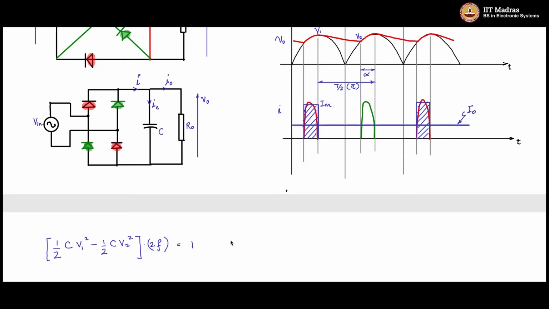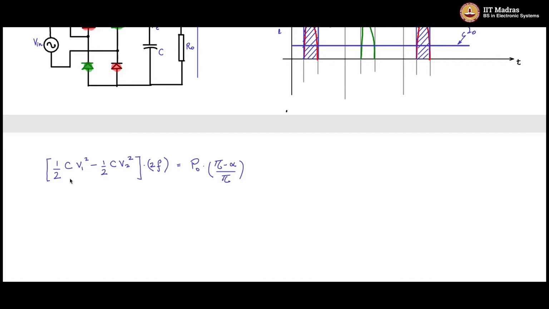So what is the power? P naught. P naught is the average power throughout, into the duty cycle pi minus alpha divided by pi. So P naught into pi minus alpha by pi, just like how we did for the half wave rectifier circuit.